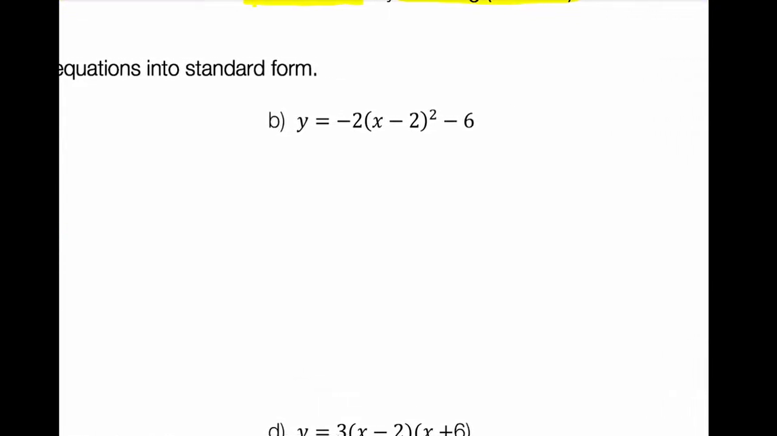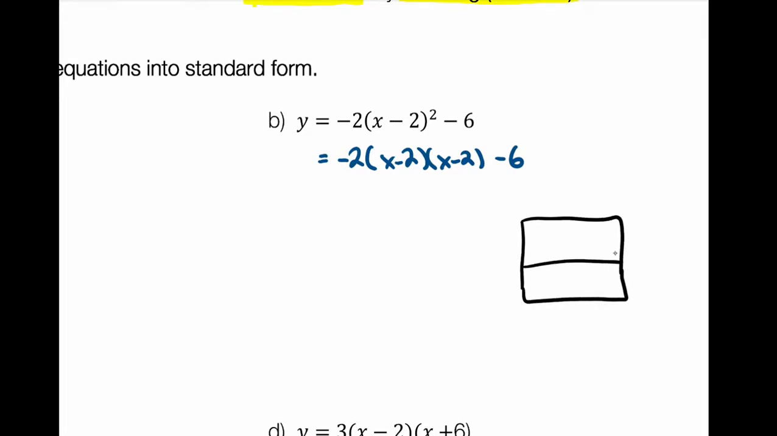I'm going to do the same thing with b. However, we do have to do one thing first. If I wanted to rewrite this, negative 2 times x minus 2, because of the squared, that means the bracket is multiplied by itself. But I should see that I have three things that are being multiplied here. The negative 2, the x minus 2, the x minus 2 again. So, in order to use the box method, which is what I'm going to do this one in, I have to simplify some things first.